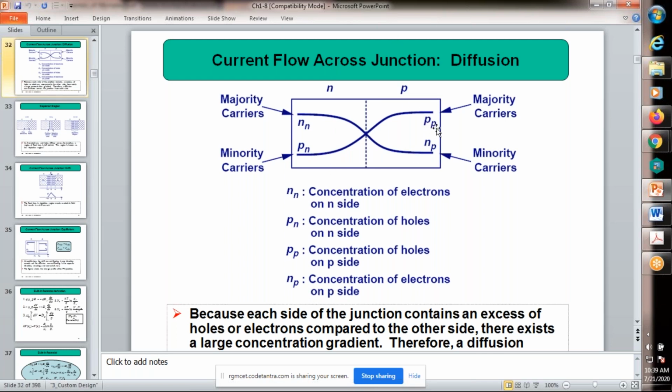Now coming to the P side, what is Pp? Pp is approximately equal to the number of acceptor atoms, Na. What about Np? Np is equal to Ni square by Na. So the minority carrier concentration mainly depends upon Ni. Ni further depends upon temperature. So finally, minority carrier density depends upon temperature, whereas majority carriers depend only upon donor or acceptor atoms. Remember these points, all of them are very important.